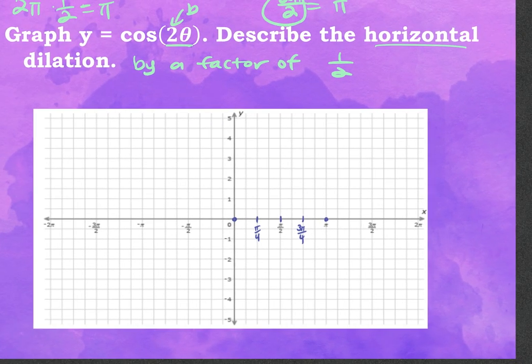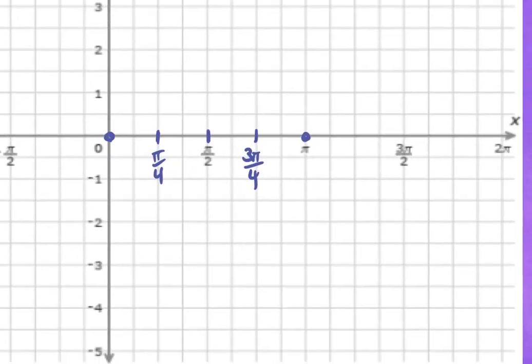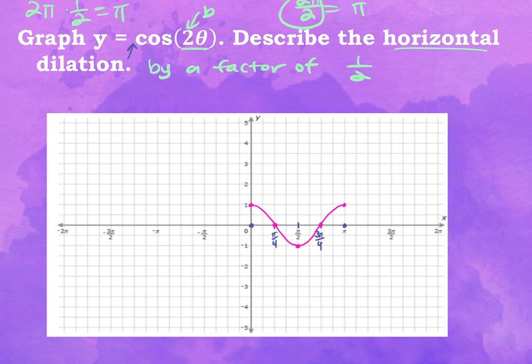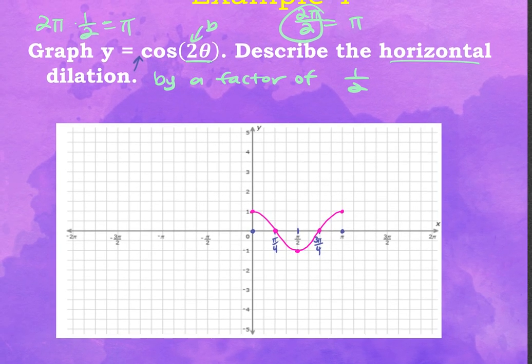Now our amplitude is still 1, and this is cosine. So we start at the amplitude, we come down to 0, negative amplitude up to 0, and back up to the positive amplitude. So if I was to overlap this with my original parent function, that whole curve would be taking place in half the distance or the width of our original one. So it would happen twice within one frame of our original parent function.